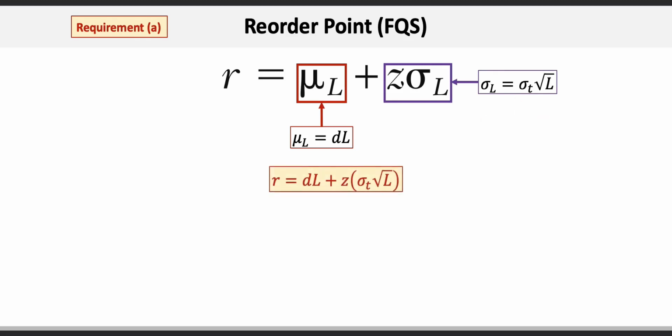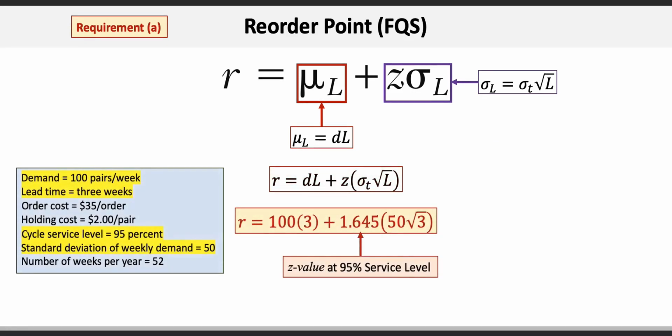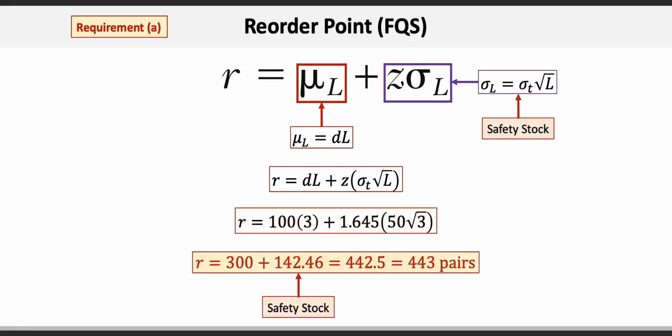Thus, we can rewrite the formula to be R equals D times L plus Z times sigma t times the square root of L. R equals 100 pairs per week times the 3-week lead time plus 1.645, which is the Z value at a service level of 95%, times the standard deviation of weekly demand of 50 times the square root of the 3-week lead time. So reorder point R equals 300 plus 142.46, which is the safety stock, equals 442.5 or 443 pairs. Again, the safety stock is 142.46 or 143 pairs.